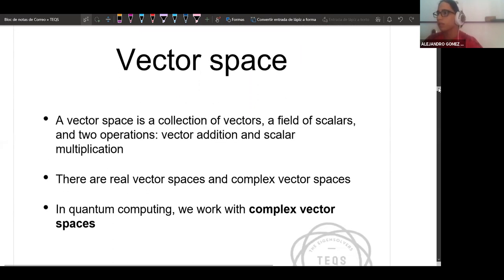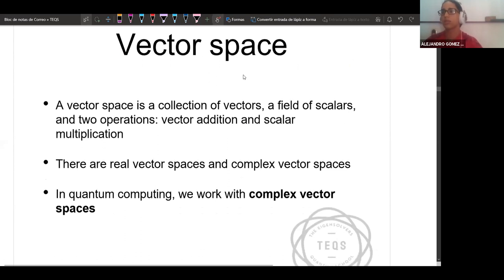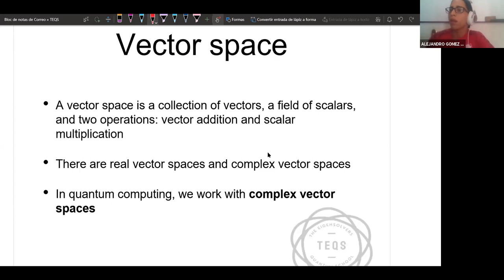Fine, so let's get into vector spaces, a new concept in this lecture. A vector space is a collection of vectors, a field of scalars and two operations, vector addition and scalar multiplication. This is the first part, a collection of vectors. So we have, say, U1, U2, a collection of many vectors.